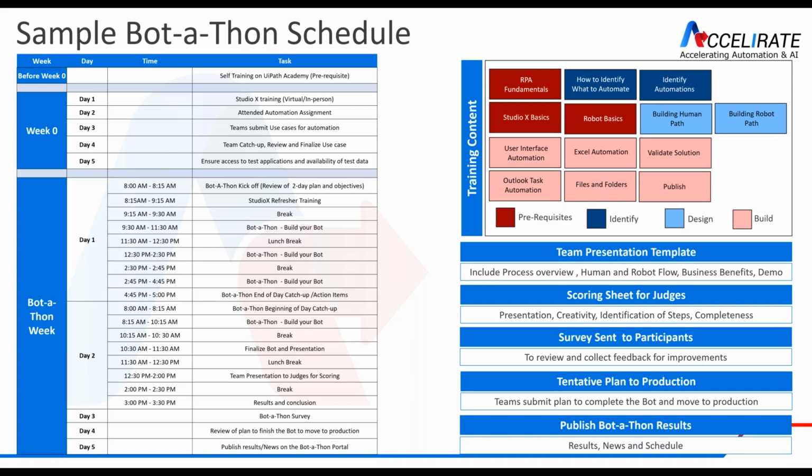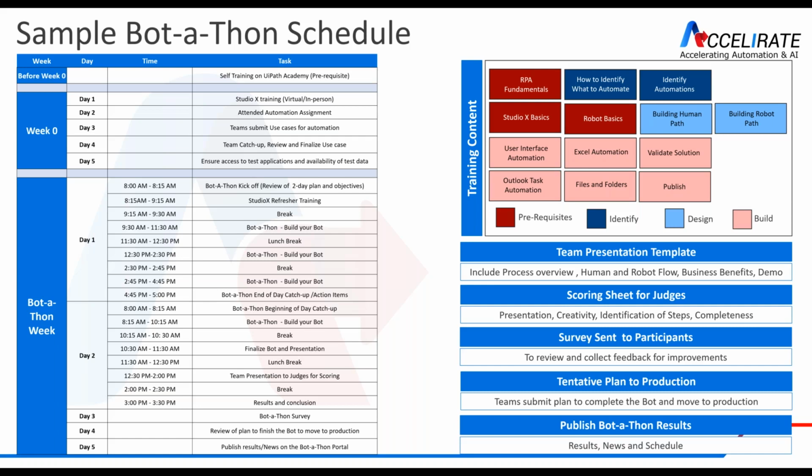So there's 2 days packed with sessions that include training, refreshers, multiple working sessions, a session to finalize and present the bot to the judges, and a team presentation of the judges to score the automations that each team created. And finally, there's a results and conclusion session and an award ceremony where the judges award prizes for different categories. Some of the categories that we'd like to score on and we think it's interesting and engaging are presentation, creativity, identification of steps, and completeness.